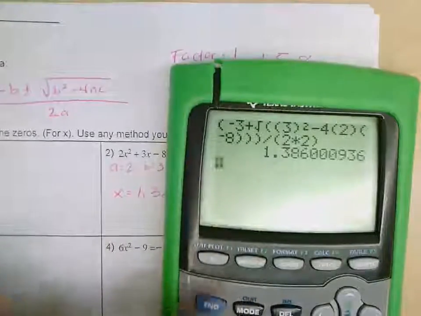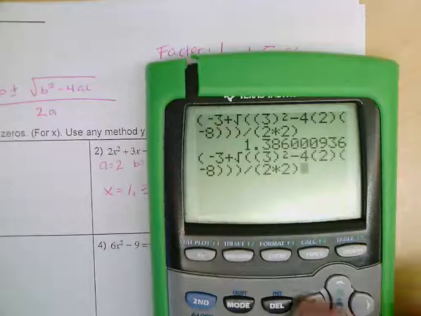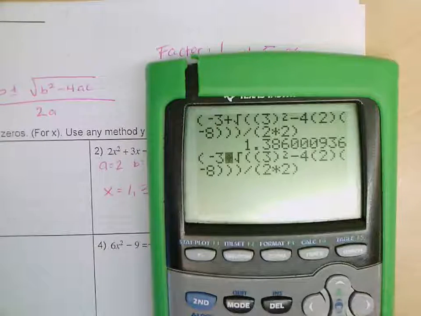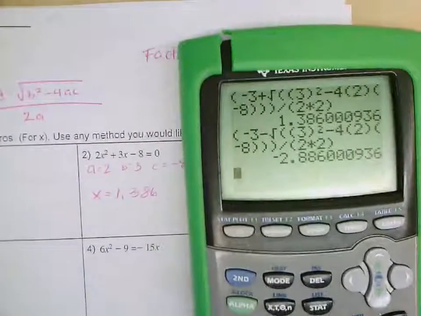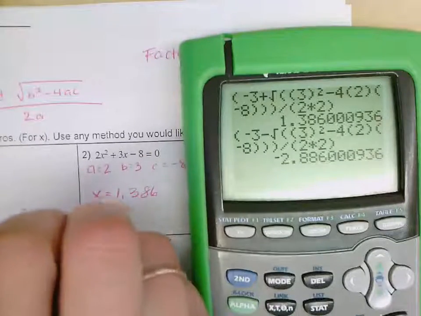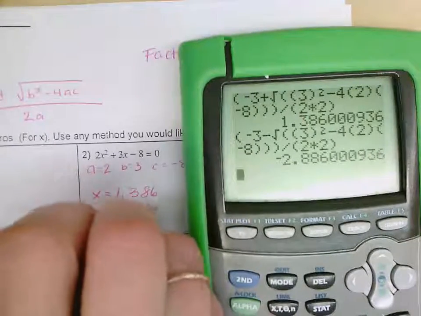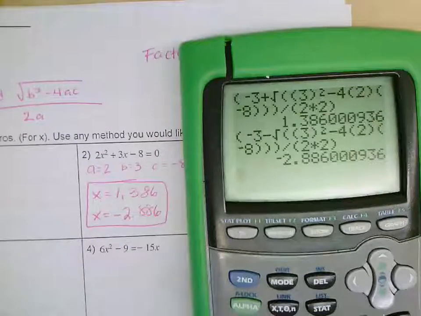When I do that, it's going to put in whatever I last typed into my calculator. So I see that it's back here again. Now I'm just going to scroll up to the plus sign, and I'm simply going to change it to a minus. And when I press enter, I'll get my second answer, which is negative 2.886. So x also equals negative 2.886. And those would be my two answers for this problem when solving for x using the quadratic formula.